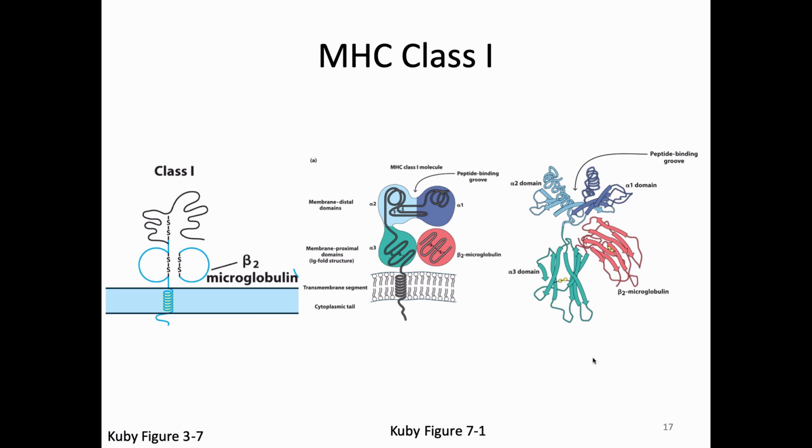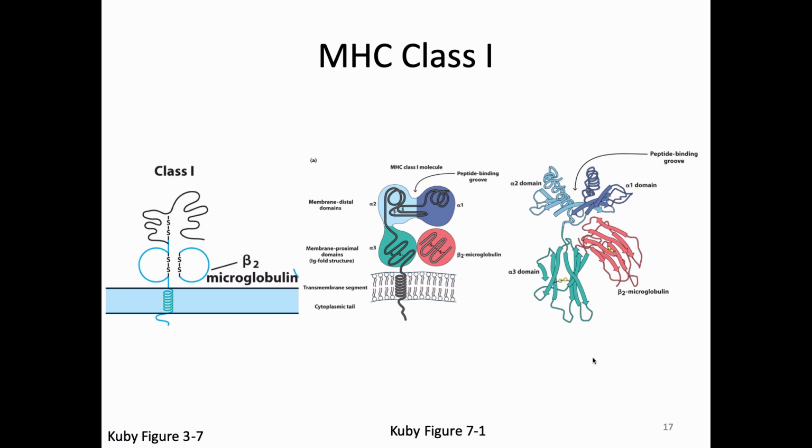One thing that is really, really important, say if you were going to have to draw this, is that you would want to make sure that alpha 3 has a transmembrane domain. Because in fact, alpha 3 does have a transmembrane domain, allowing this to be an integral membrane protein.